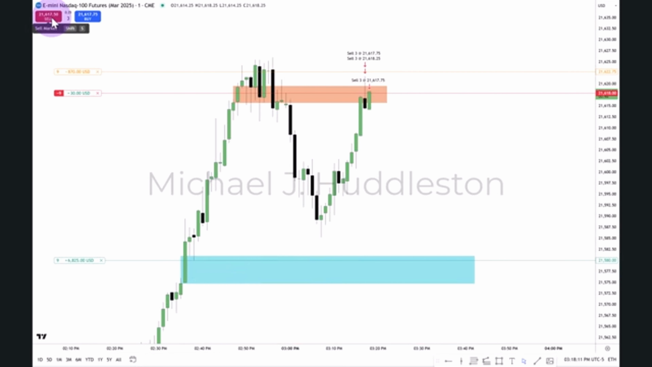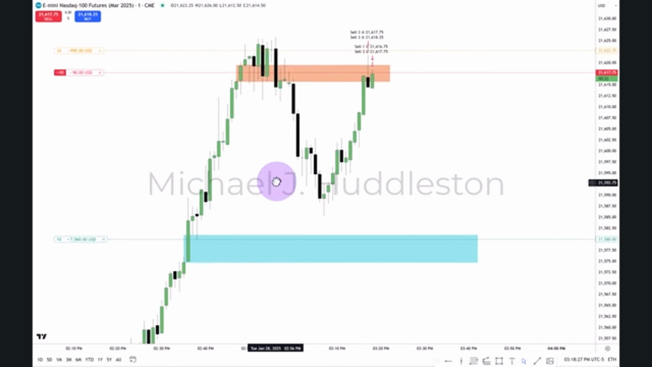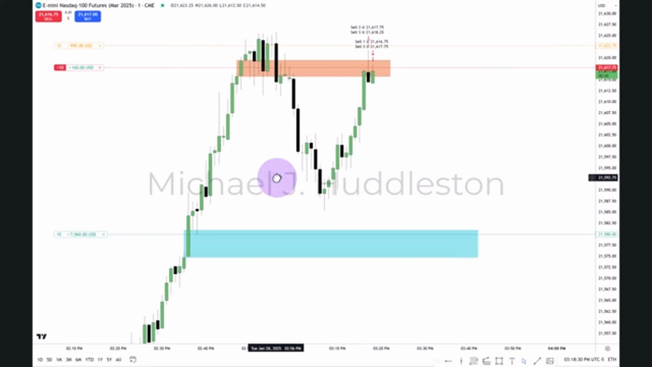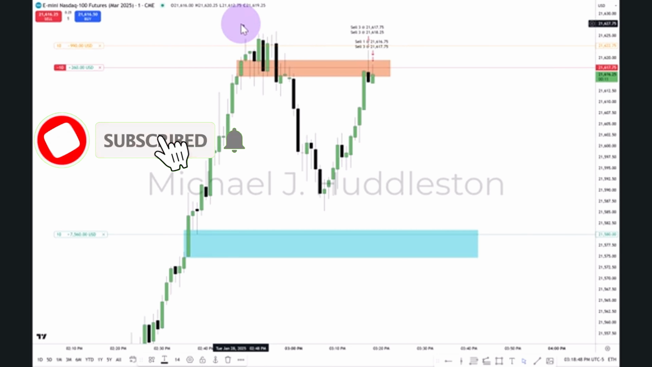Okay, and I'm going to add some more here because we're at the consequent encroachment of that inversion fair value gap. And we'll add more there. So now we have an even 10 lots. Okay, I want you to see the full range here. So we have a swing low that formed prior to 3:10 p.m. So there's sell side resting below that, and below that swing low, we have that blue shaded buy side imbalance, sell side inefficiency. This is the daily high on regular trading hours.